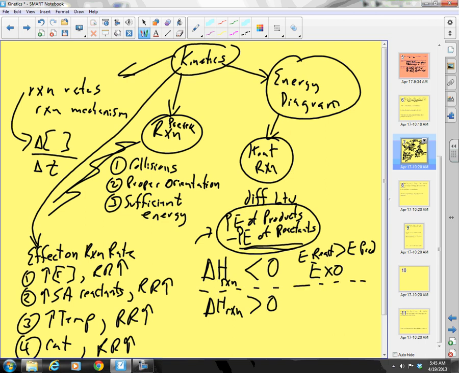In this case, where my delta H is positive, that means the energy of my products is greater than the energy of my reactants, and that means it is an endothermic reaction, right?